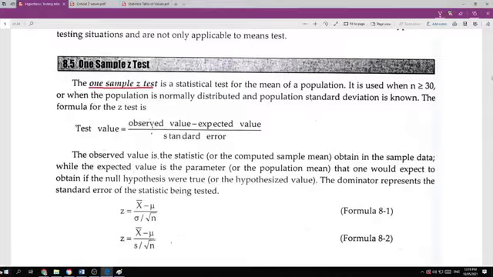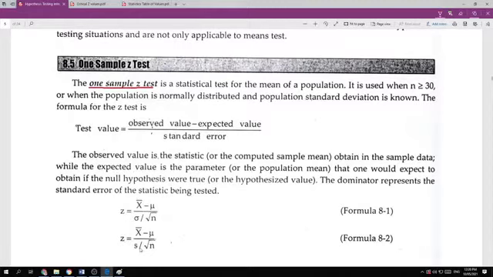So we have here the formula for the z-test. So take note of this. We have this formula. This formula will be used if ever the population standard deviation is given. If the sample standard deviation is given, then you will be using the second formula. Anyway, the two are just the same. It's just that in the first formula, you are given the population standard deviation. In the second formula, you are given the sample standard deviation.